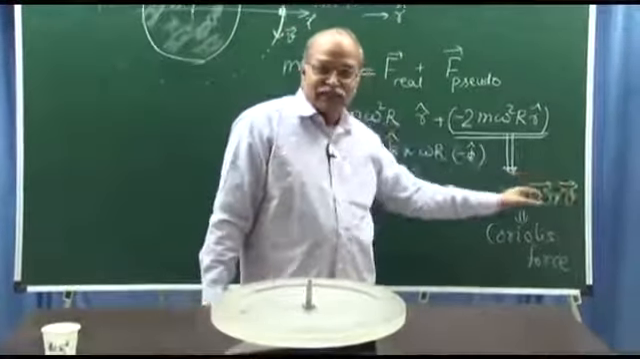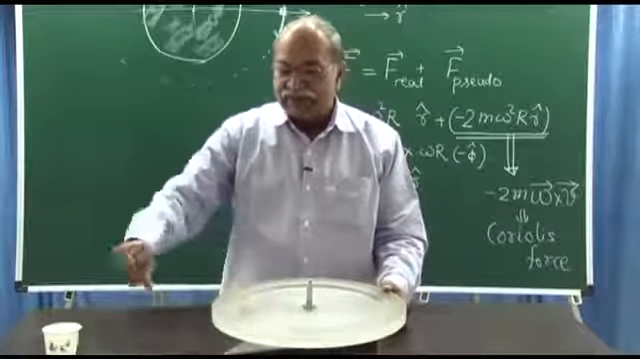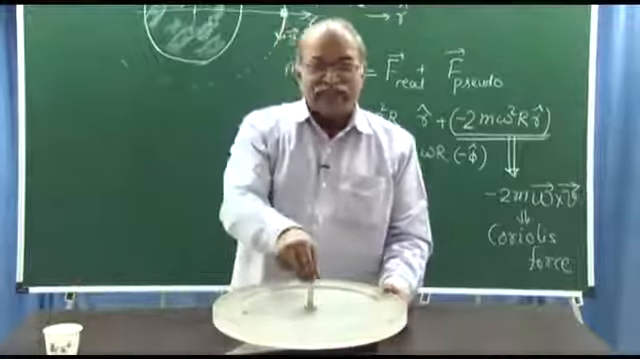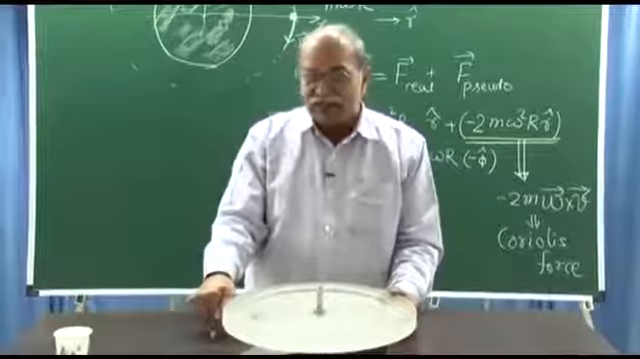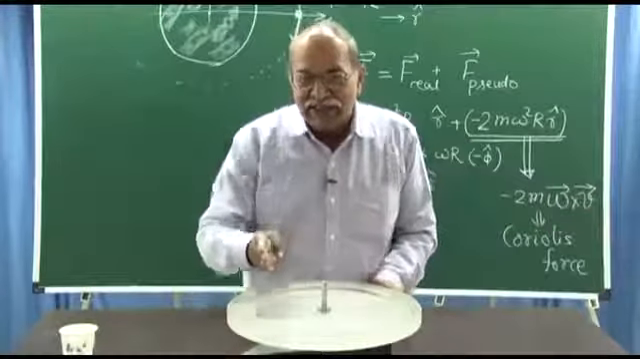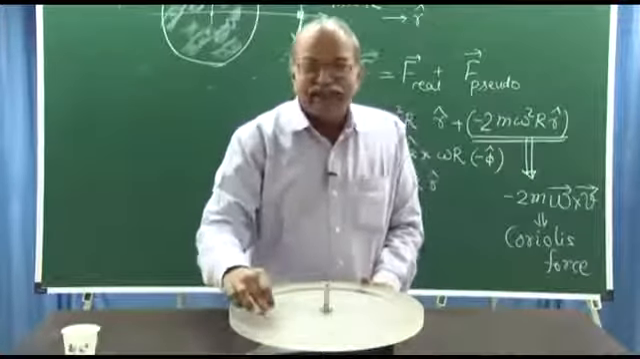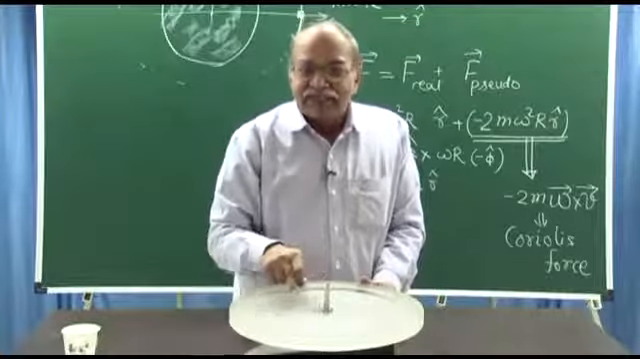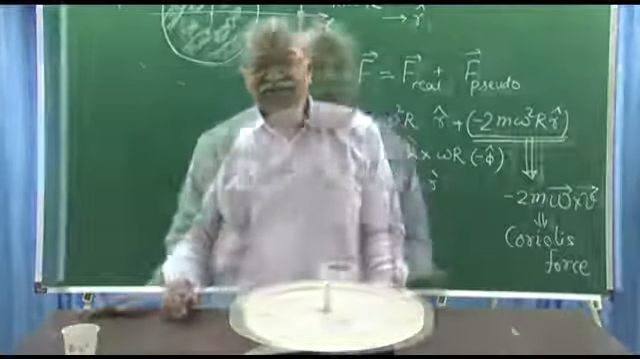So, minus 2m omega cross V in this scenario, when velocity is radially outward and omega, the angular velocity vector of this frame, is vertically downward, does have a direction in this way, and the coin is deflecting in that direction as seen by this water path. So, that is the Coriolis force.